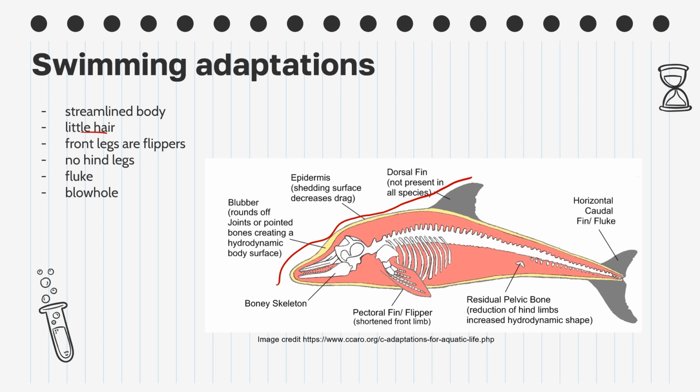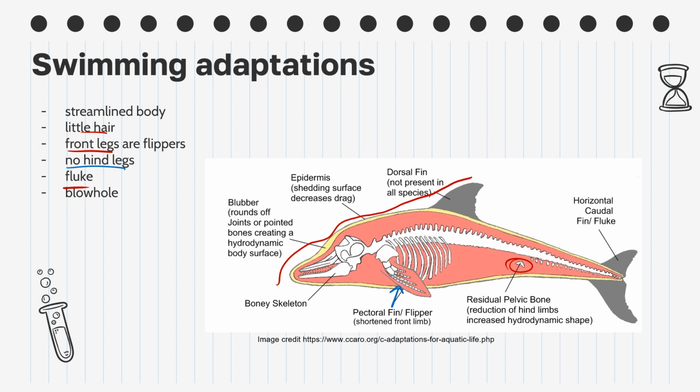They have very little hair to reduce the drag in the water. Their front legs have evolved into flippers. So instead of having arms and hands, they have these lovely flippers. But do notice that they still have finger bones inside their flippers. That's so cool. They don't have any hind legs. Those hind legs have evolved away. They do have tiny little pieces of pelvis bone left, though, just floating around there.